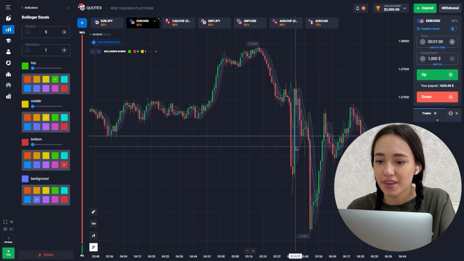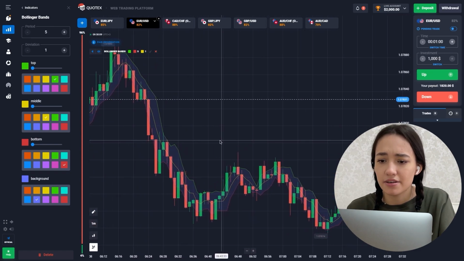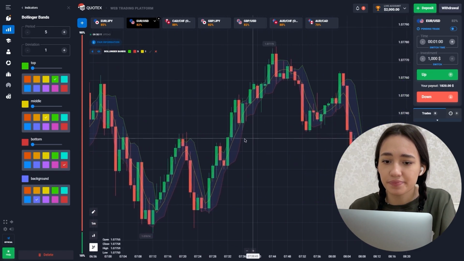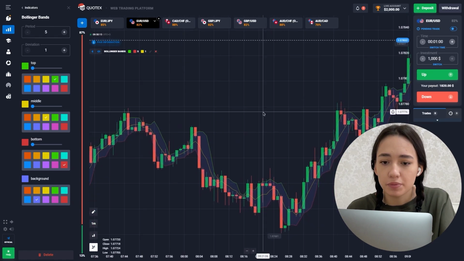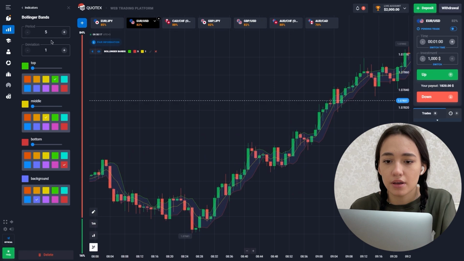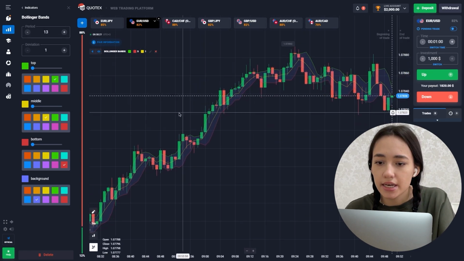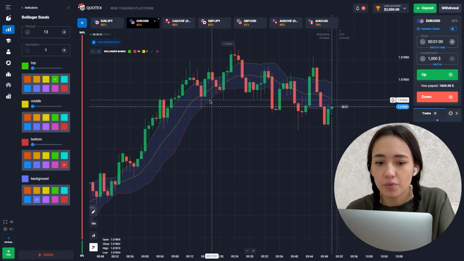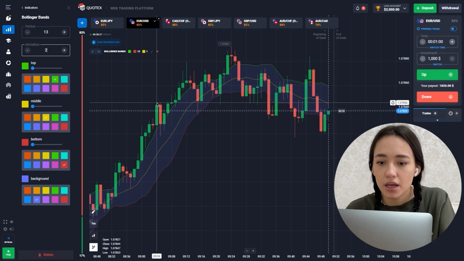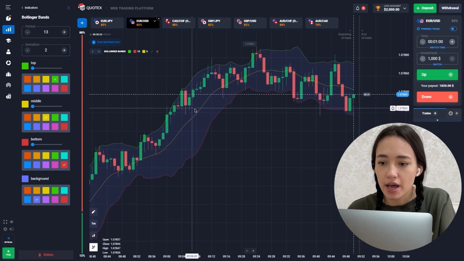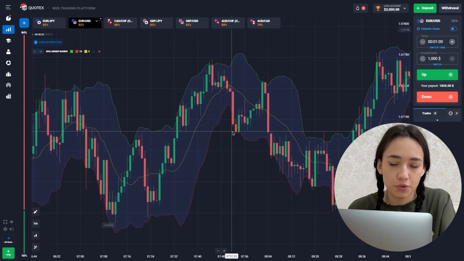So first of all, let's turn to settings. Okay, the period will be 13, yes. These settings are the most suitable for trading on the 1 minute time frame, and the deviation will be 2. Here is a special strategy and a pattern. I will show you how it works.